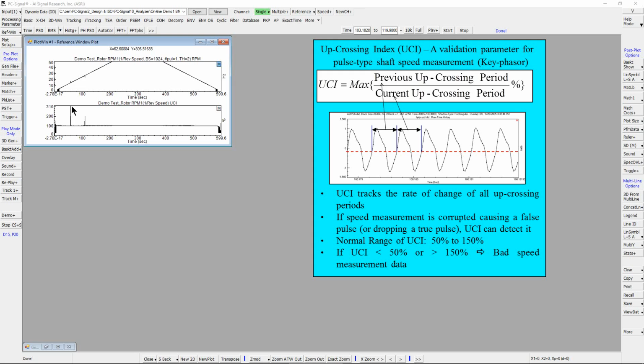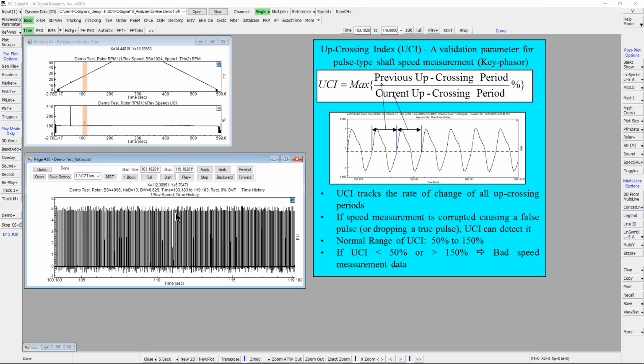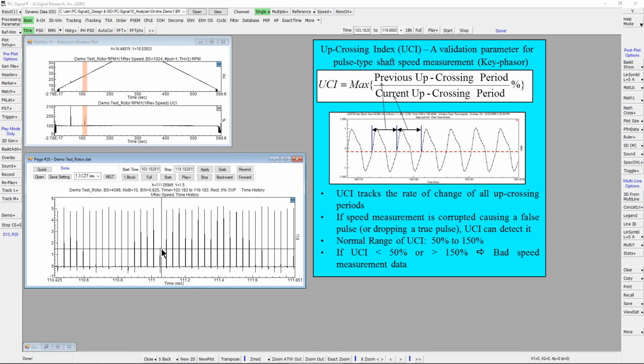Next, let's drag around the second high upcrossing index around s plus 110 second, then generate its time history. Further zoom in around this time with some abnormal waveform. As you can see, there is a spike whose amplitude is substantially lower than all other spikes. Since its amplitude is lower than the threshold level of 2, it misses a valid upcrossing count, and as a result, causes its upcrossing index to jump to 200%.